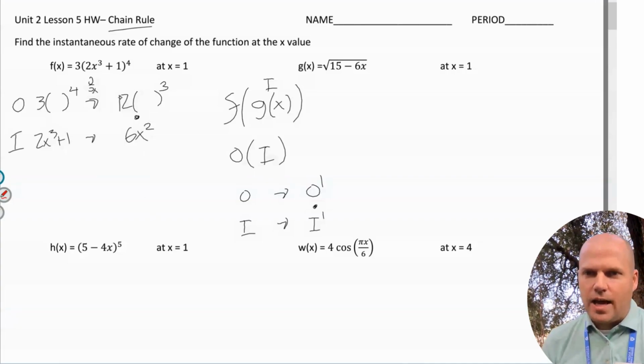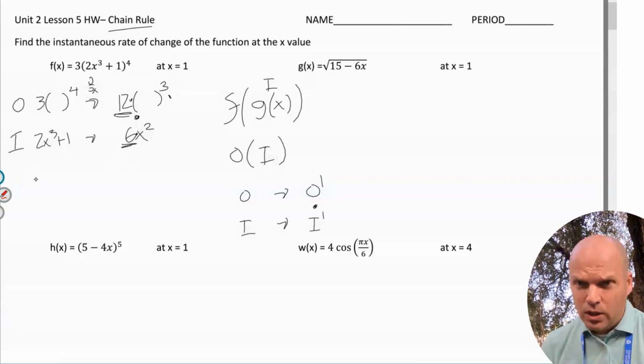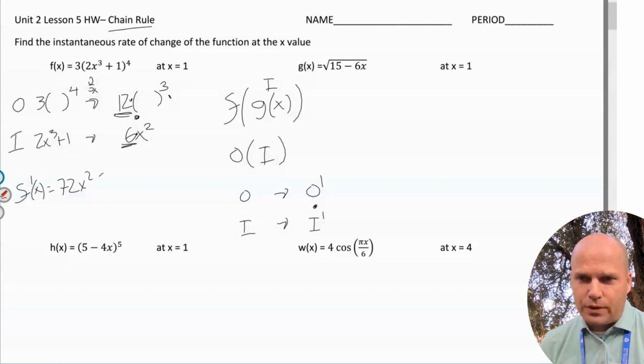If you'd like to go ahead and multiply, knowing that you can multiply things in any order, you could take the 6 and multiply by the 12 and get 72 if you wanted to. You could put the x squareds out in front. And then you have the parentheses cubed.